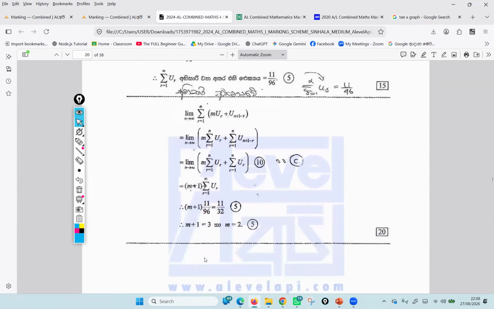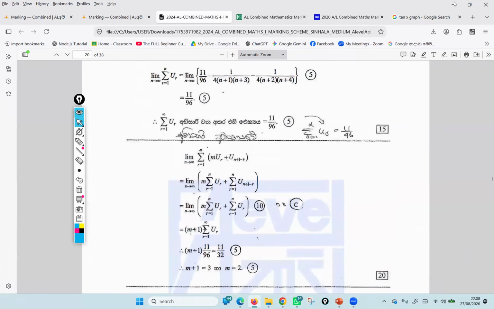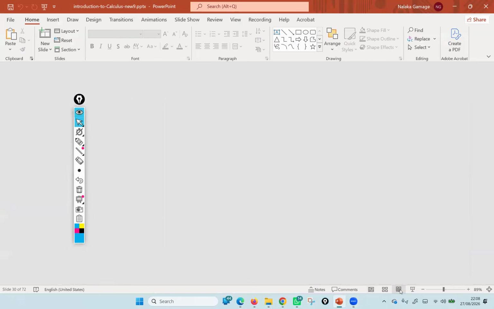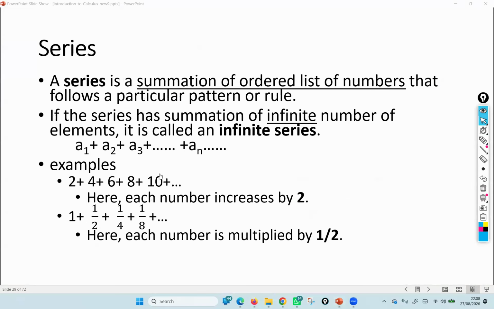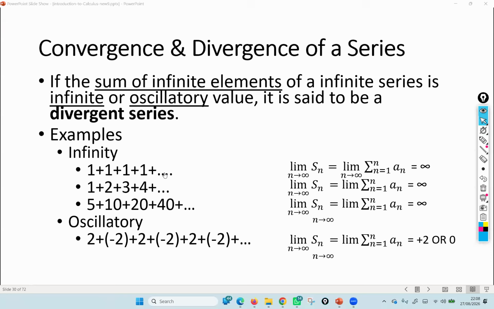So that is another place where we can use limit to understand, because remember your series can be, yes, most of the series are divergent, right? Most of the series are divergent. That means the sum of infinite terms is infinity or oscillatory. Now for example, if you take, say we have a series. The sequence is 1, 1, 1, 1, 1, 1, or 2, 2, 2, 2, 2, or 5, 5, 5, 5, 5, 5.